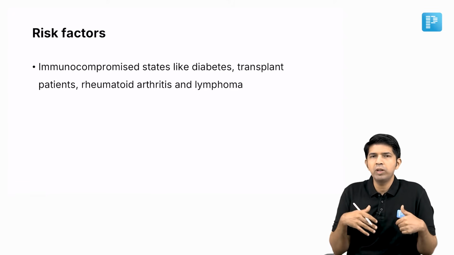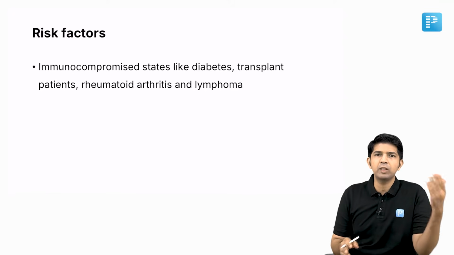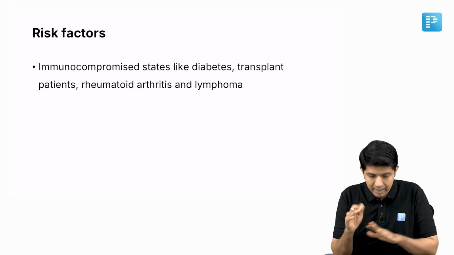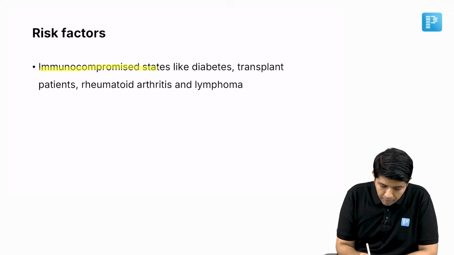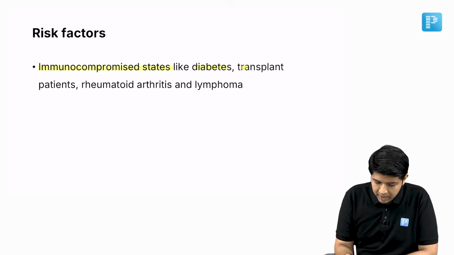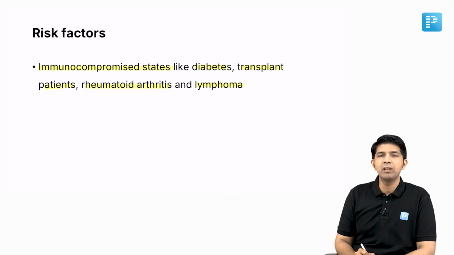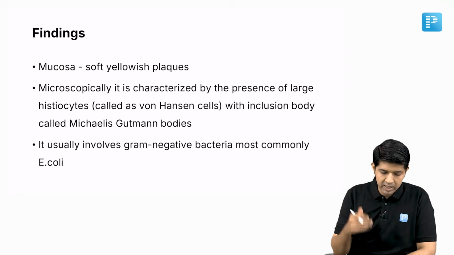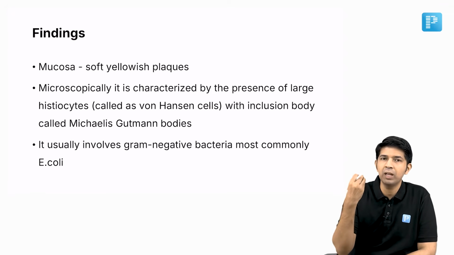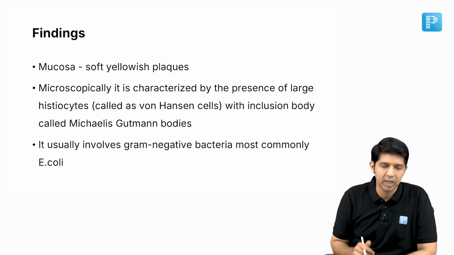I told you if your immunity is good, you will be able to kill the bacteria and throw it out. So if your immunity is bad, that means if there is an immunocompromised state like diabetes, transplant or post-transplant patient, rheumatoid arthritis, lymphoma, in all these patients, this disease will continue or this inflammation will continue.